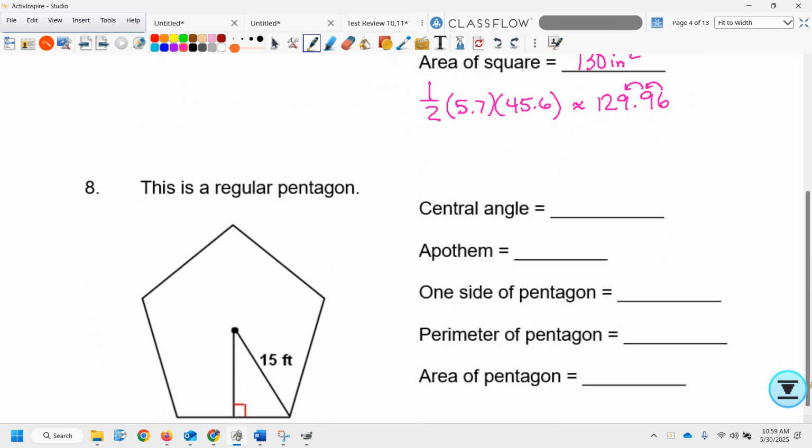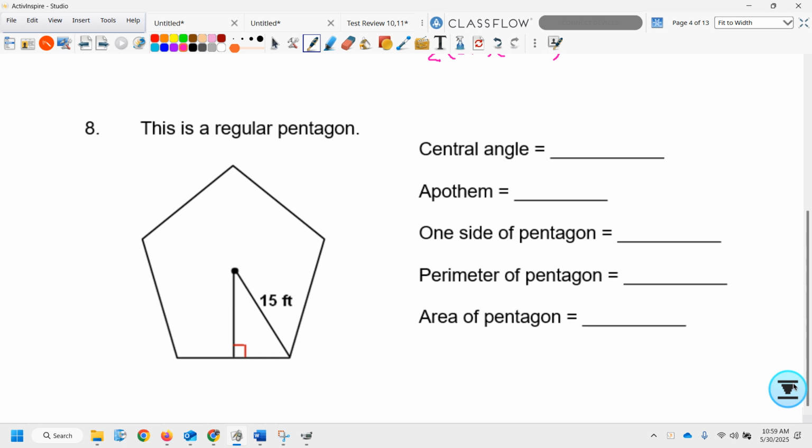All right, here we go. We got a pentagon. You know, pentagon has 5 sides. 360 divided by 5 is 72. This is half of that. 72 divided by 2 is 36. All right, here is A. Here is my opposite. To find the apothem, we use cosine. 15 times cosine of 36 gives me the apothem right away, which is 12.1.